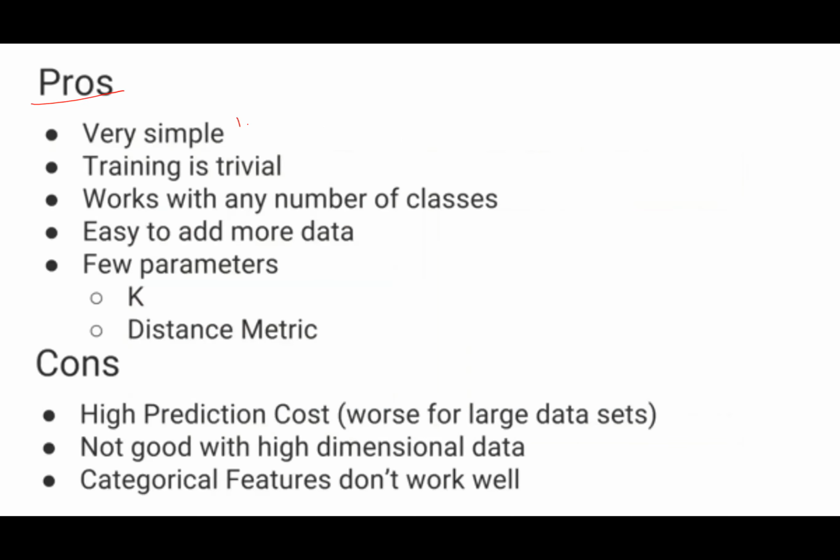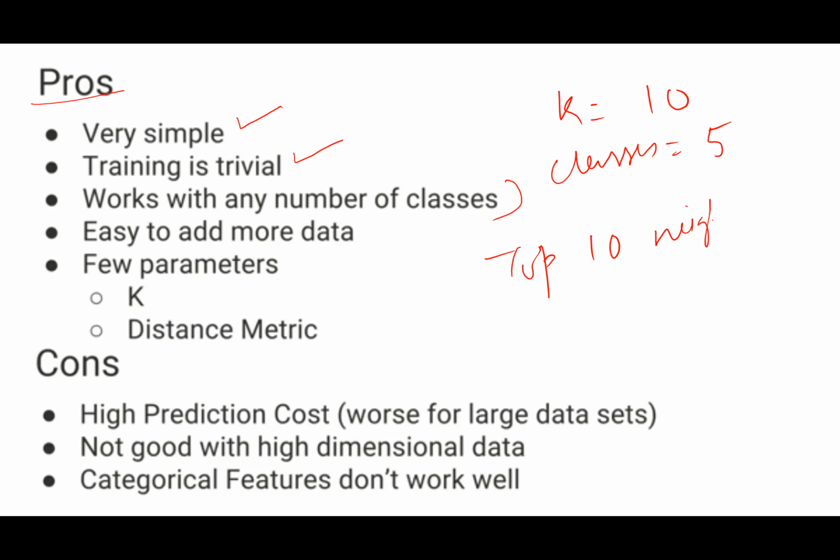Pros are, it's very simple, mathematically also very simple. Training is trivial. Training is nothing but calculating distances, sorting the distances, and picking up the top K data points, or top K neighbors, whatever the value of K is. And it can work with any number of classes. Suppose instead of 2, you have multiple classes, say 5 classes. Suppose the value of K is 10 and the number of classes is 5. I will take the top 10 neighbors, and I will check their classes, right?